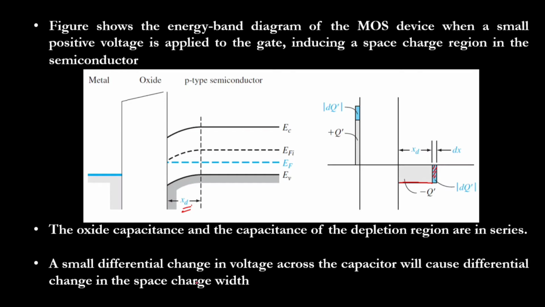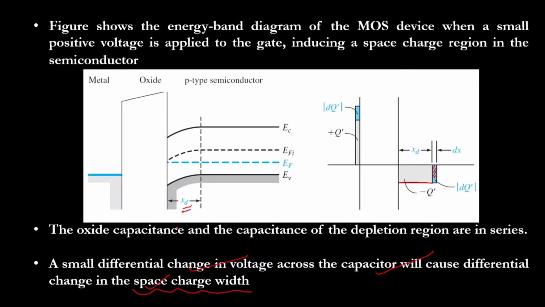So a small differential change in the voltage across the capacitor causes a differential change in the space charge width, nothing but the depletion charge width. If I increase the positive voltage slightly at the metal terminal, what will happen? The depletion region width is also going to increase slightly. If I reduce the positive charge, the depletion region width is going to reduce. A small differential change, either in the positive way or the negative way, I mean either increasing or decreasing, will affect the width of the space charge region.